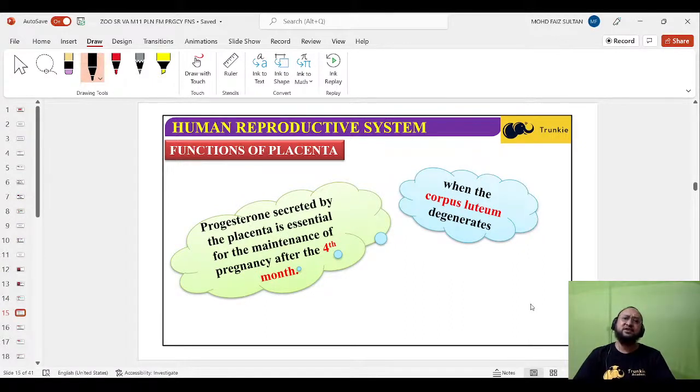Progesterone secreted by the placenta is essential for the maintenance of pregnancy after the fourth month. The progesterone hormone is naturally secreted by the placenta and maintains the pregnancy after 4 months. When the corpus luteum degenerates, no new egg cell will form, and progesterone secreted from the placenta maintains the pregnancy.